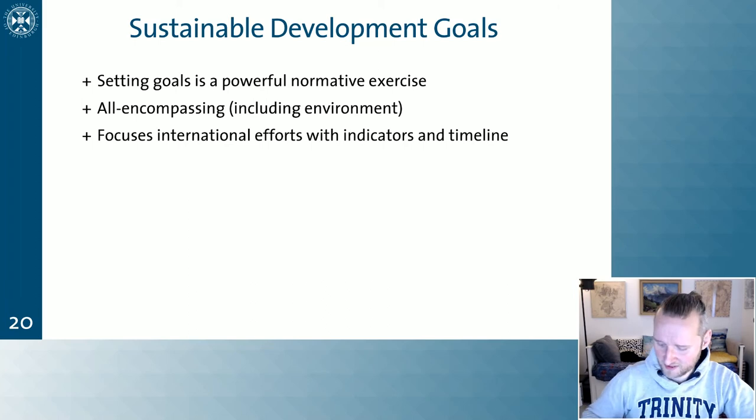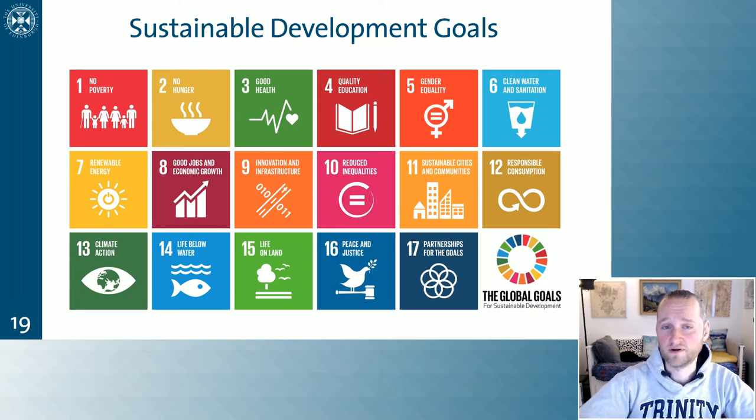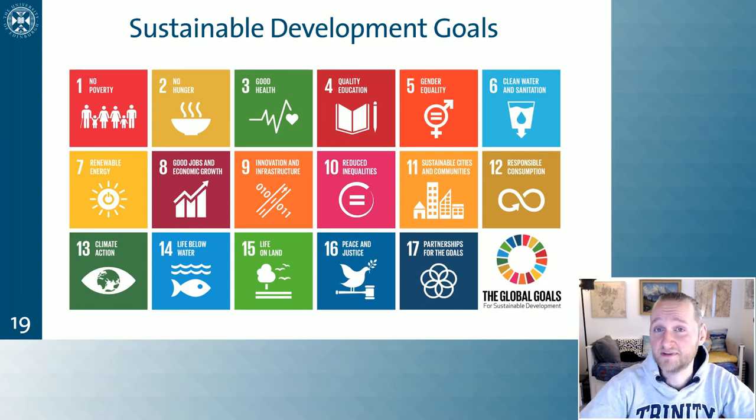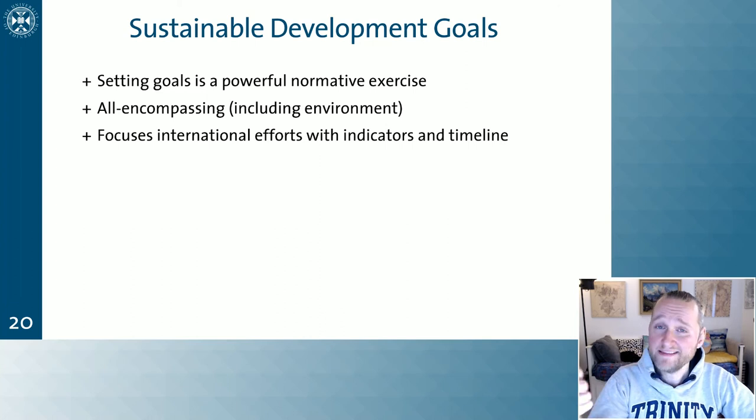They're also a good tool because they're all encompassing. It's hard to think, I'm just going to go back one slide, it's hard to think of a big global problem nowadays that is not in here. Now you do notice maybe that things like security or terrorism aren't in there, because this is about sustainable development. This is not about providing security. And that the environment is in there, I think, is an important step.